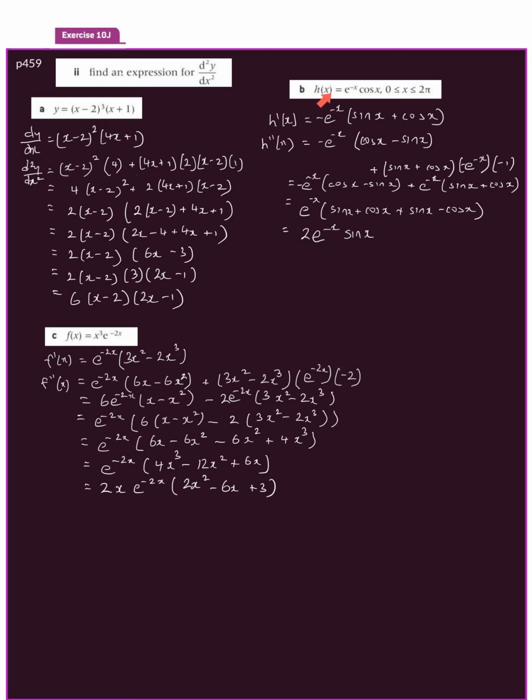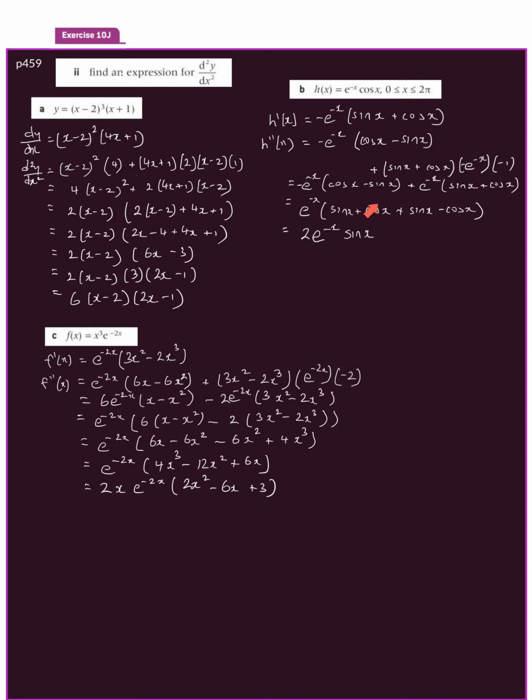For b, I copied this from the previous part, which was part I or part 1. That's the first derivative. Now the second derivative is this times the derivative of that. The derivative of sine is cosine, the derivative of cosine is minus sine, plus this times the derivative of this. Now the derivative of this is minus e to the minus x, and the derivative of this indice here is minus 1. Now again, I'm looking for factors, so I take out e to the minus x.